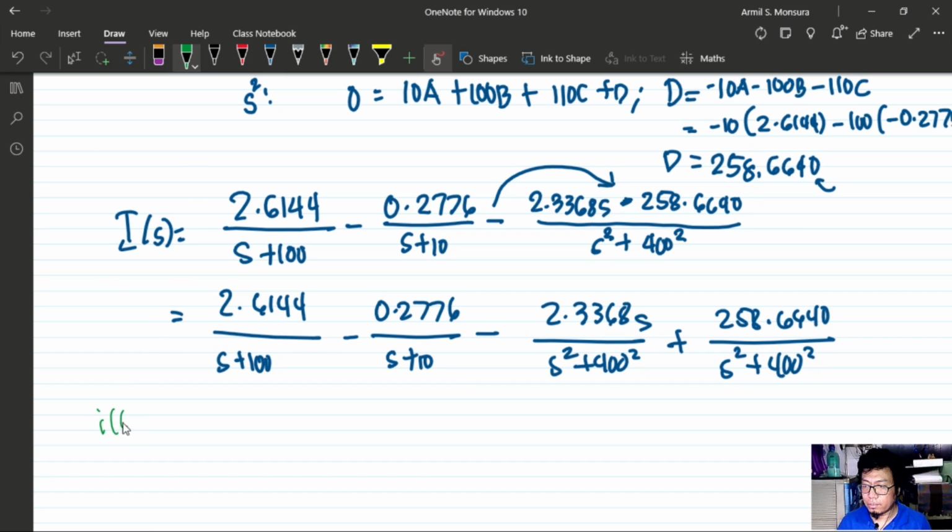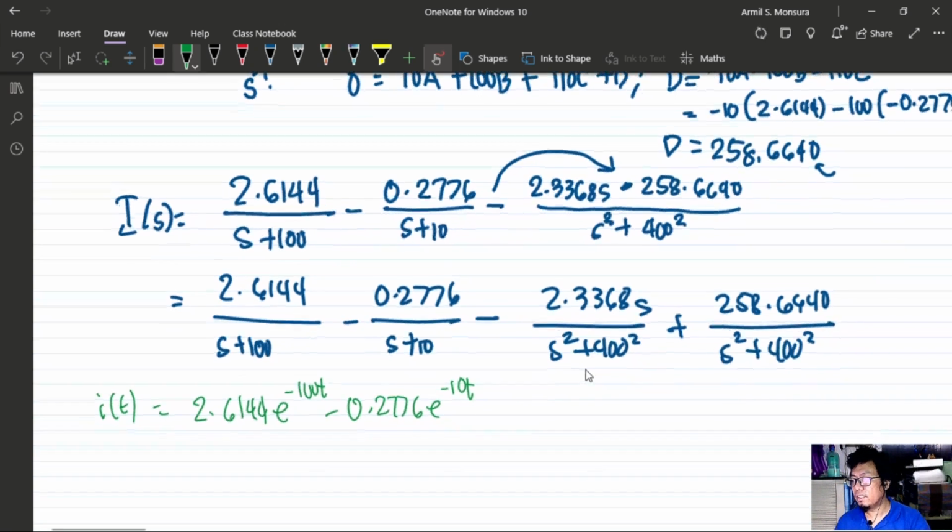We will now have I of t here, which is the inverse transform of this one. So this is 2.6144 e raised to negative 100t, while this one is 0.2776 e raised to negative 10t.